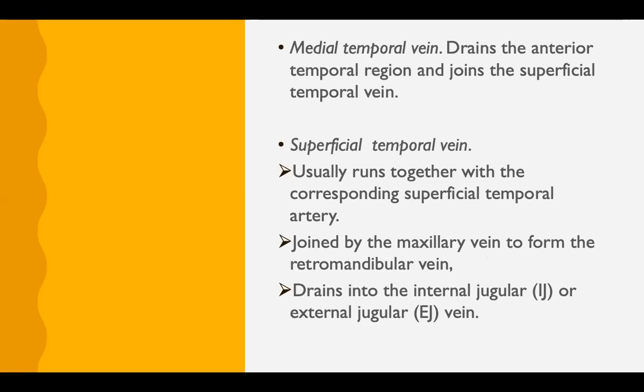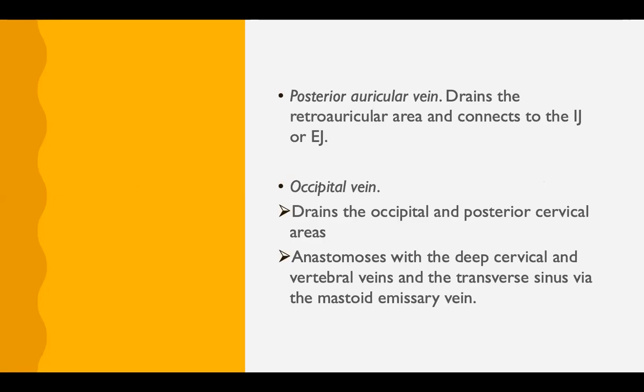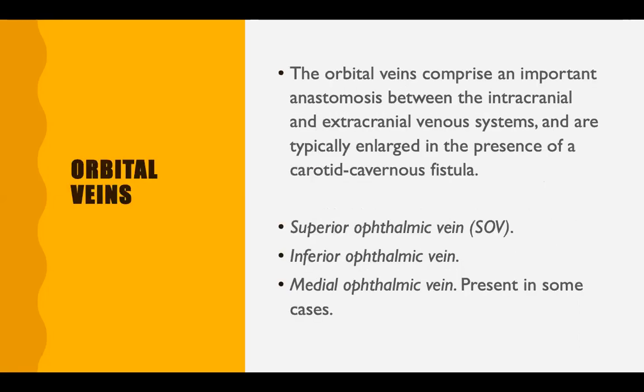The superficial temporal vein usually is joined by the maxillary vein to form the retromandibular vein, which goes mostly into the external jugular vein. The posterior auricular veins drain the retroauricular area and connect either to the internal jugular or external jugular. And last is the occipital vein, which has multiple connections with the deep cervical and the vertebral veins, and the transverse sinuses via mastoid emissary veins.